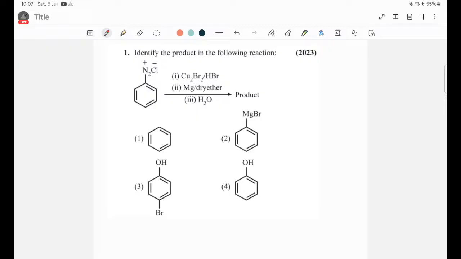See, NEET is a game of concept, and both concept and timing, right? Not only concept you need, you have to do this question within 1 minute, and I will try to teach you how you can solve this question within 15 to 20 seconds. Okay, I got one answer, that is option 2. Someone is giving this option 2.